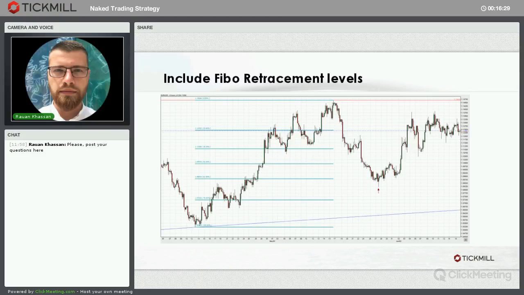And finally, the trading strategy won't be complete without Fibonacci instruments. The most popular type of Fibonacci implementation is retracement levels.